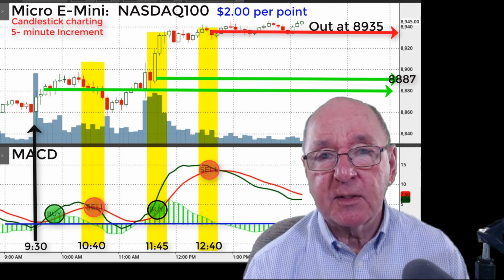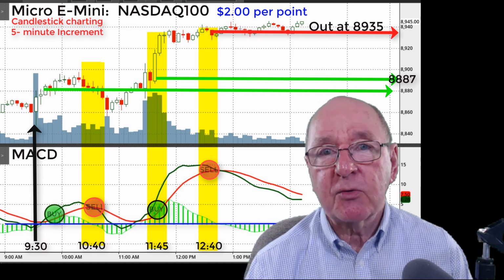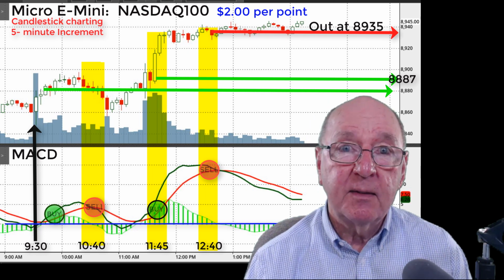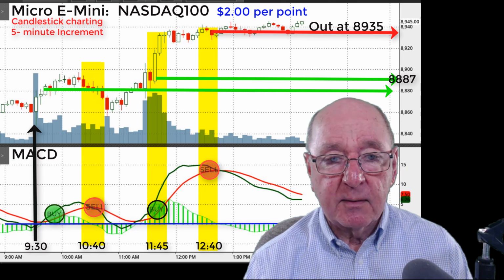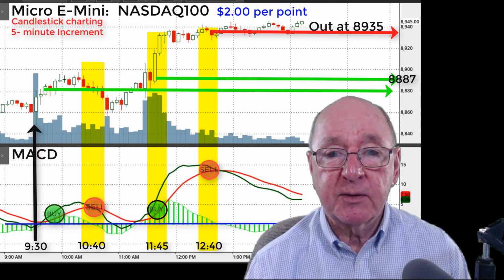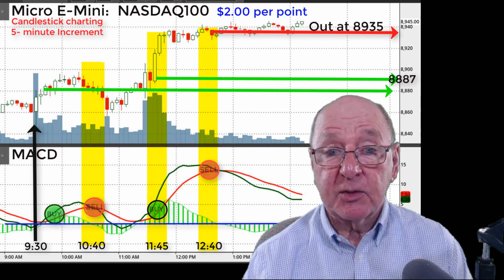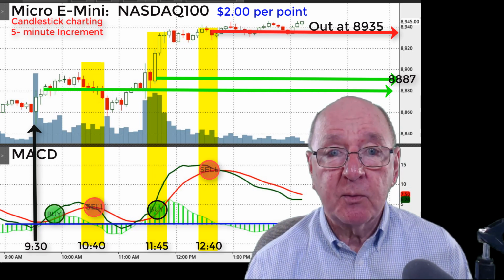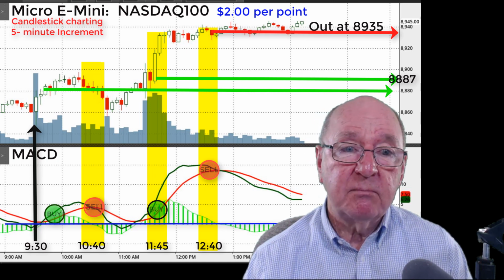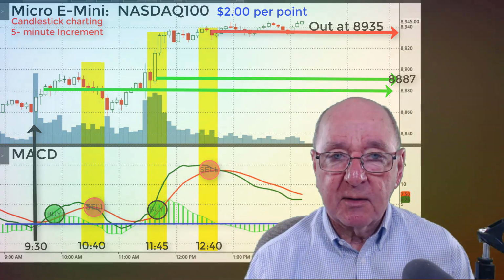Sometimes if you see the markets going nowhere, you can just get out of a trade and wait till you get a better or a stronger signal using your MACD and your candlesticks. And the trade from 11:45 to 12:40 was terrific because we had enough volatility in the market. I don't think this trade had a drawdown from the time we went into it until the time we got out. And that doesn't always happen. It's just good luck when it does. So that's a look at the day's trading.